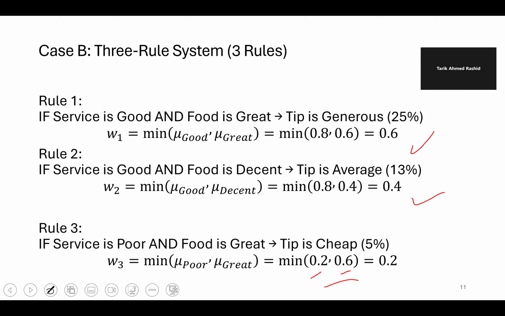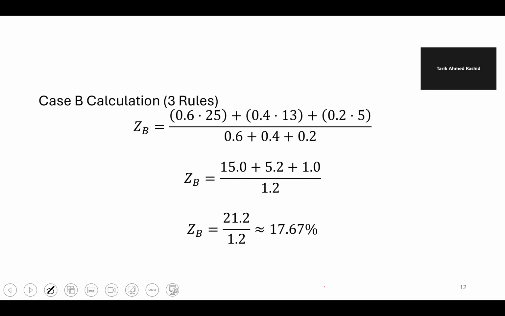So we know tip is cheap, 5%. Tip is average, 13%. Tip is generous, the highest percentage, 25. So 0.2 multiplied by 0.25, that's for the third rule. This is the second rule. This is the first rule. Over the sum of the weights, which is 0.6, 0.4, 0.2. And here the tip is 17.67%.